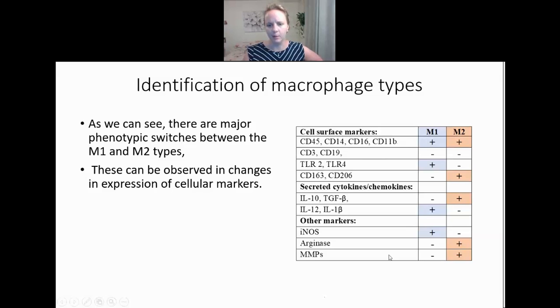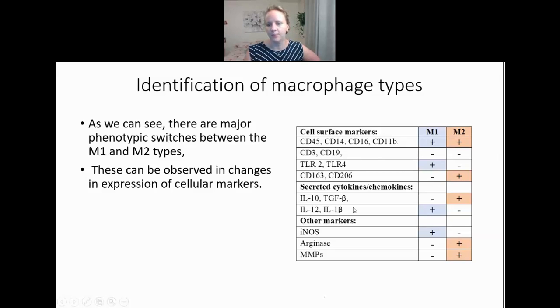And then a couple of these special, CD means cluster of differentiation, I should say. These CD163 and CD206 are arguably exclusively found on the M2 type. So that's a good way to differentiate your M2 type.